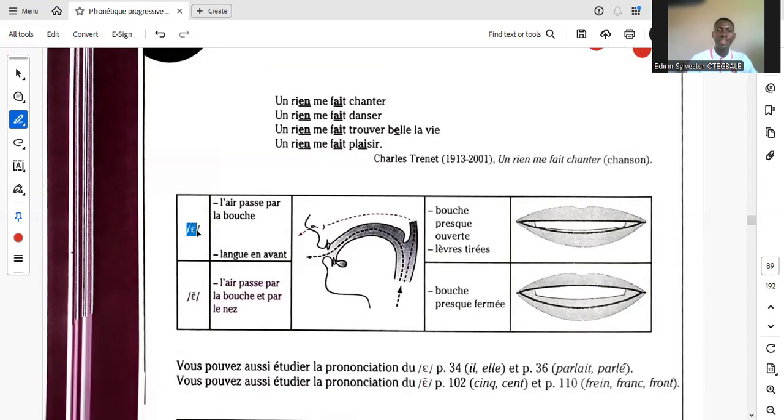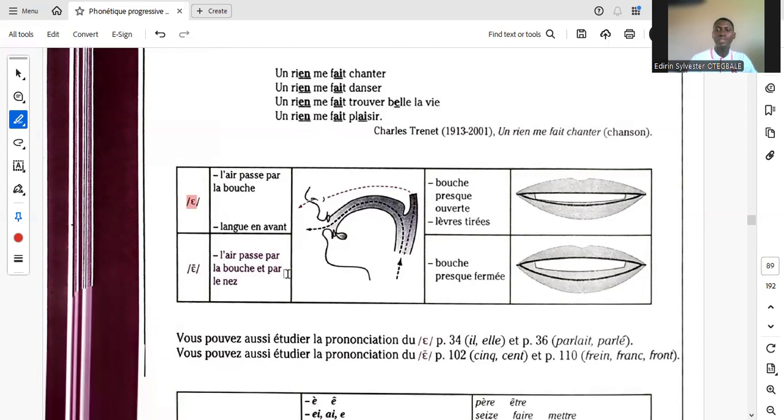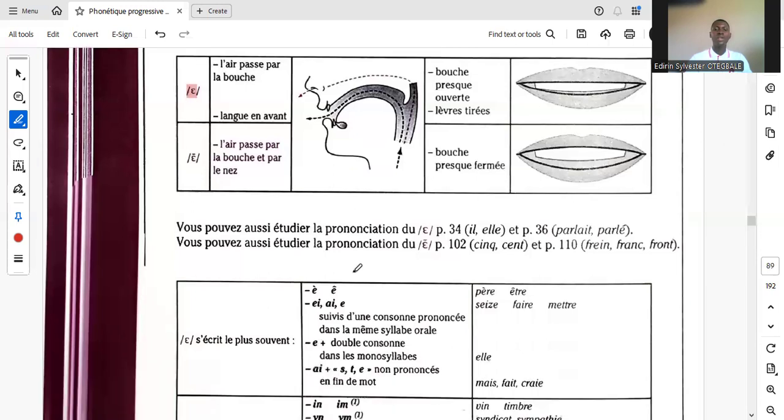We have described the first one before now, so we're not touching that again. Let's come to the un. It passes through the mouth and the nose, which means it is nasal. The mouth is almost closed, and the lips are also spread. So those are the criteria.